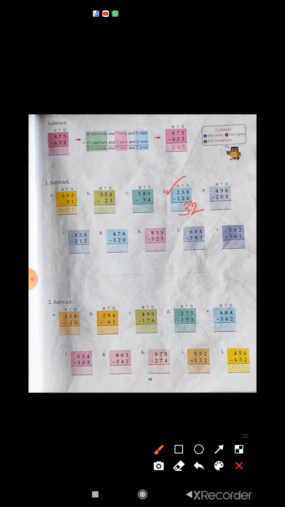Question is 496 minus 205. First we will subtract the ones. 6 minus 5 is 1. Now subtract the tens. 9 minus 0 is 9. Now subtract the hundreds. 4 minus 2 is 2. The answer is 291. F to J part you will do in copies yourself in homework. In books also you will write yourself.